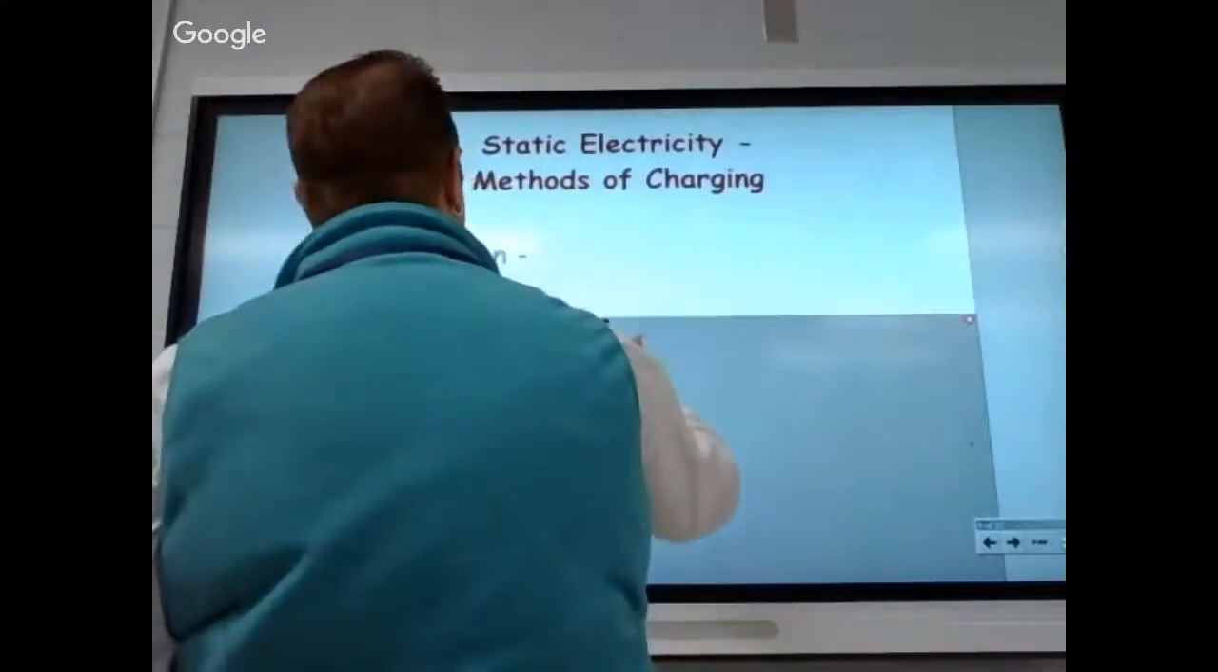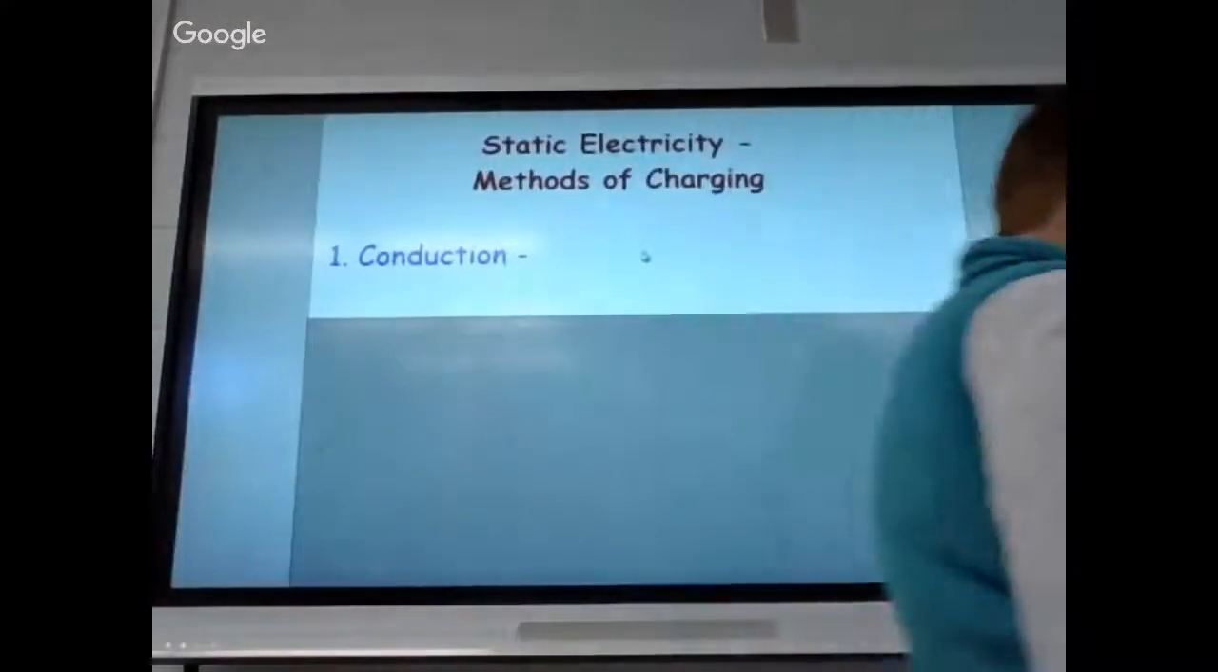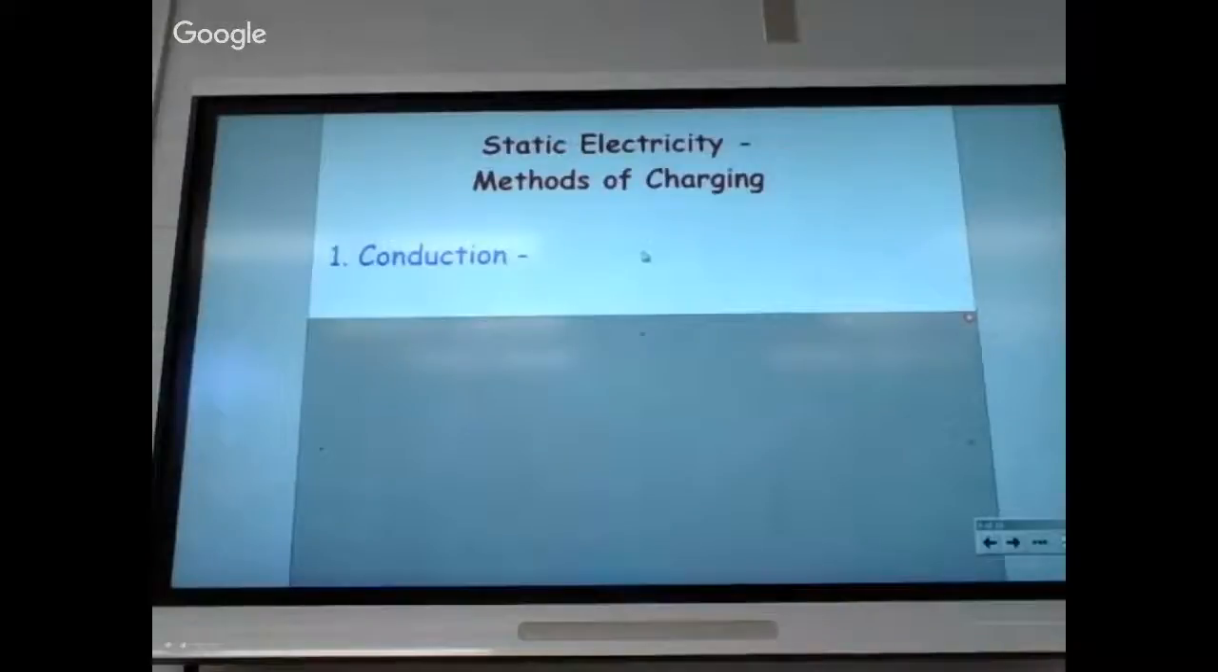All right. So here's what we need for our lab today. We got to do this page, and then we're ready for the lab. In order to create static electricity tomorrow for this lab, there are three ways we're going to create it. The first way is conduction. And we're going to do a small lab with this part first.